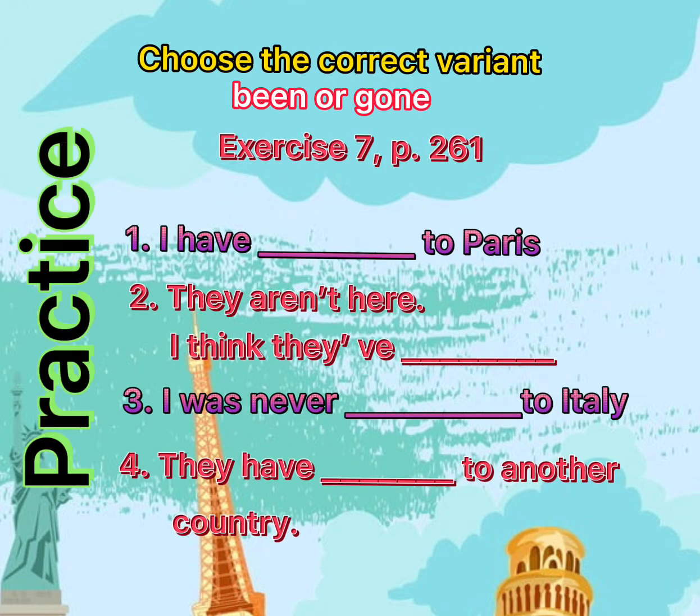Choose the correct variant, been or gone. Look at exercise 7 on page 261. The first sentence. What should you use, been or gone? I have to Paris. Yes, you're right. The right answer is been. Next sentence. They aren't here. I think they have.